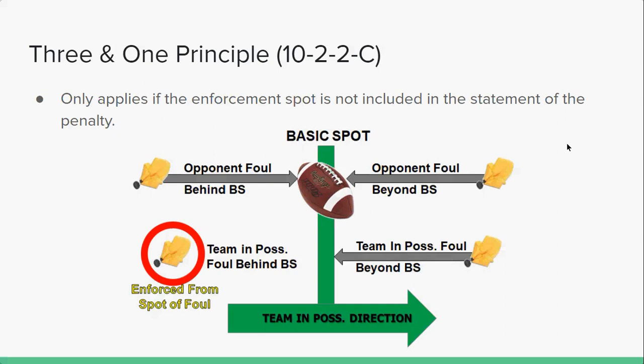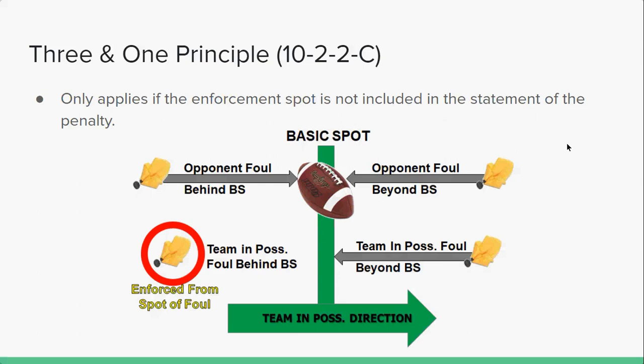But basically, the 3-and-1 principle frequently applies to run plays beyond the neutral zone or when there is no neutral zone. And it does apply to a limited number of A fouls behind the neutral zone, like illegal batting or illegal kicking, helping the runner, or potentially a live ball unsportsmanlike conduct penalty against A.